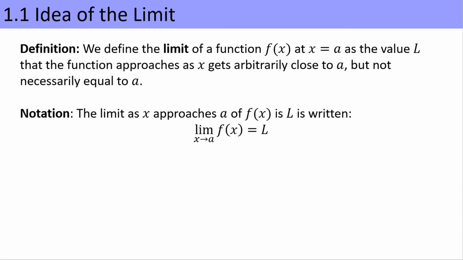Definition. We define the limit of a function f of x at x equals a as the value L that the function approaches as x gets arbitrarily close to a, but not necessarily equal to a. The notation is the limit as x approaches a of f of x equals L, written LIM, and below that x arrow a. To the immediate right of LIM is f of x equals L.